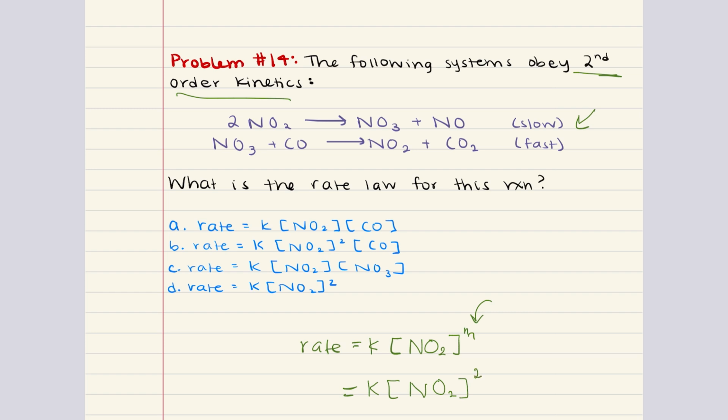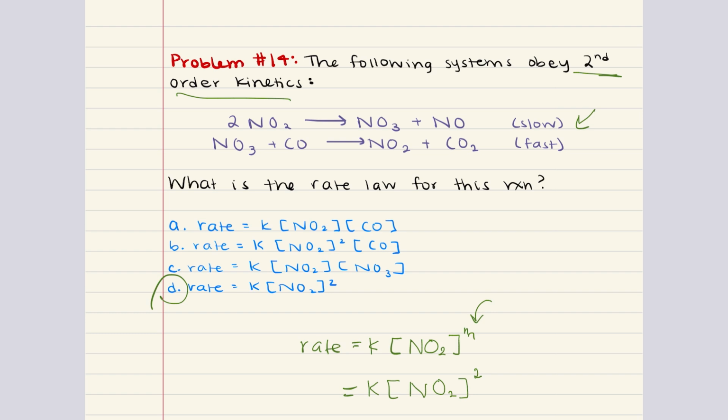And so in short, since this is the slow step, it determines the overall rate of the reaction. There is only one reactant in the rate determining slow step. And since we know that the system obeys second order kinetics, that means that the order of the reactant is going to be second order. And the final answer is going to be answer choice D.